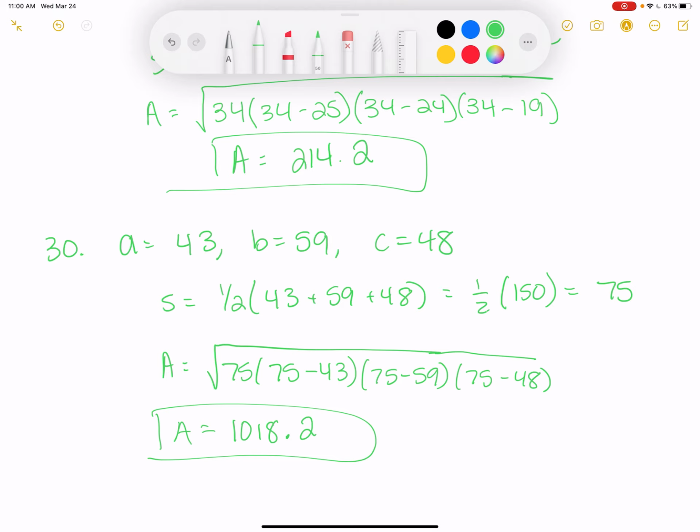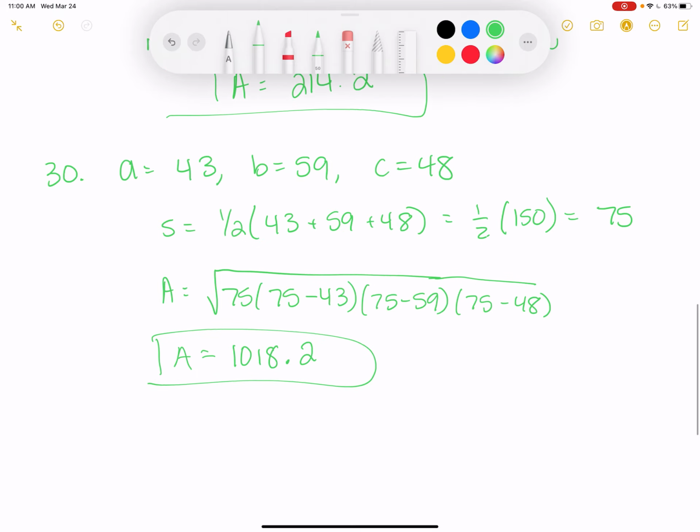Okay, now I'll explain it. I got that number and I was like, I really hope this is right. Yeah, I intentionally picked one with a really big number to show that it can still be a really big number. All right, so we first found S, doing 1/2 of the 3 sides added together, which should have been 75, and then plugging it into the area formula. Area is equal to the square root of 75 times (75 minus 43) times (75 minus 59) times (75 minus 48) to give us 1018.2. Any questions about these ones?